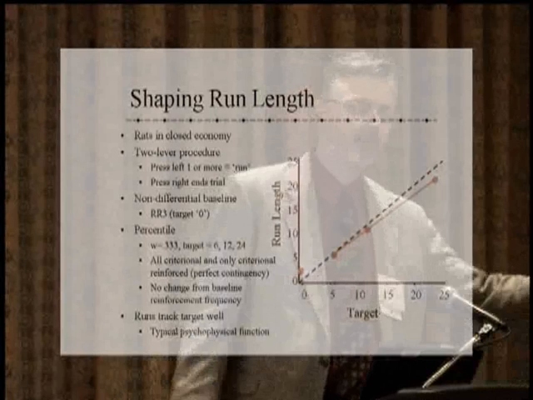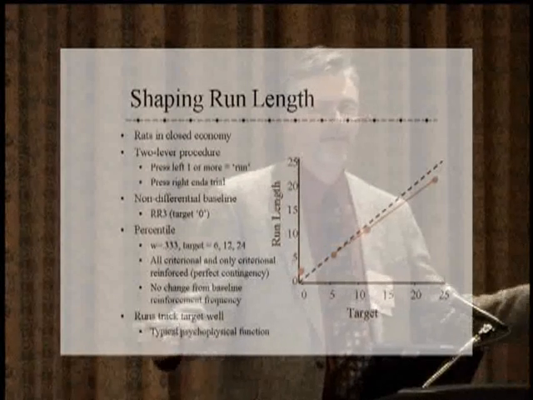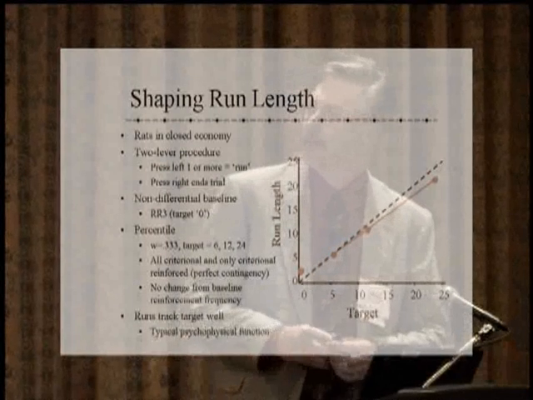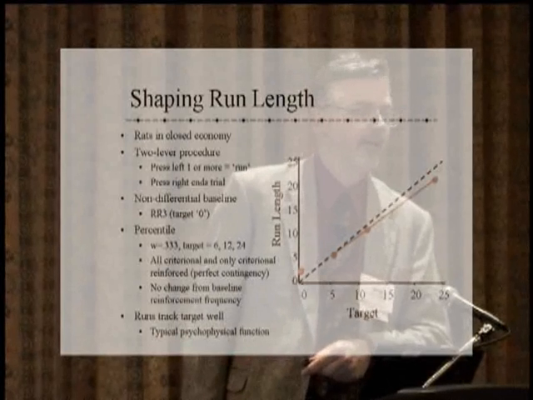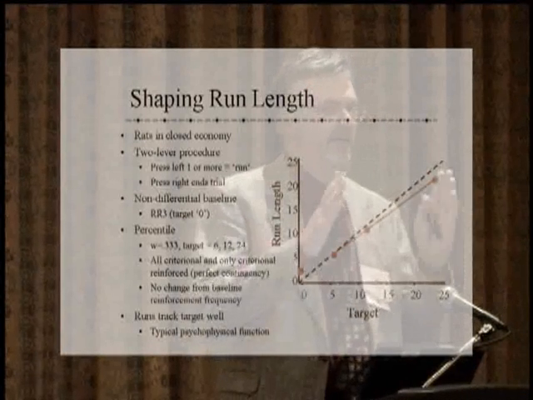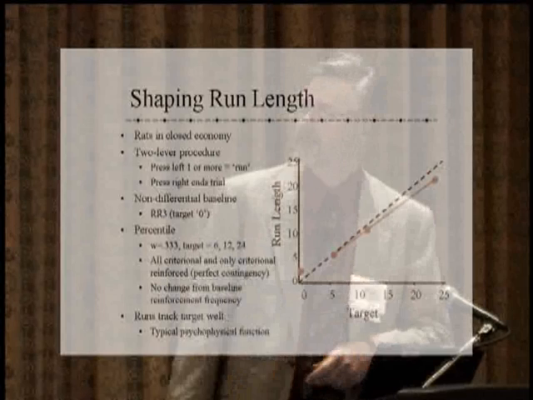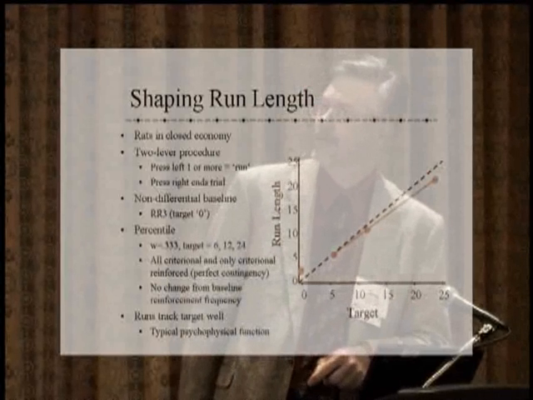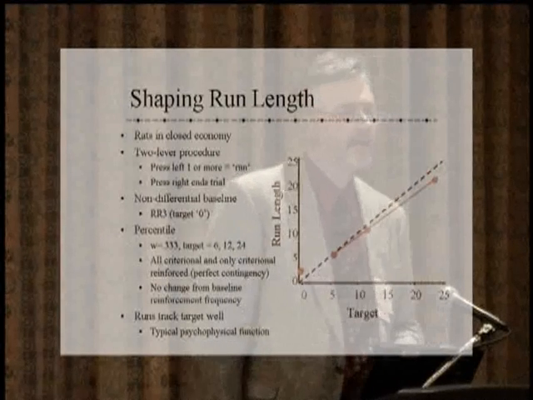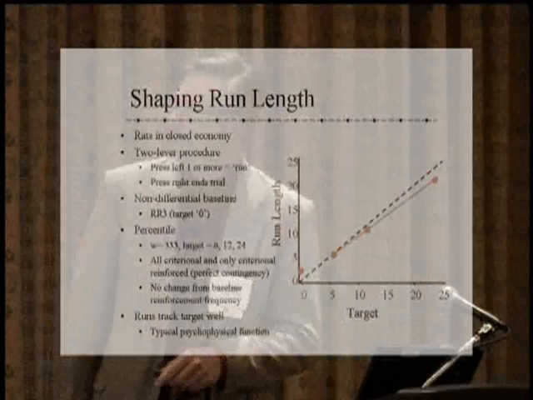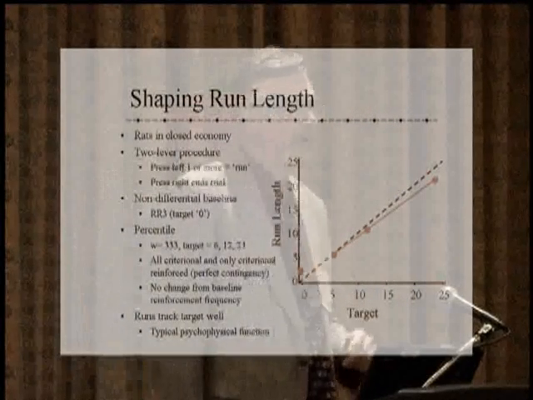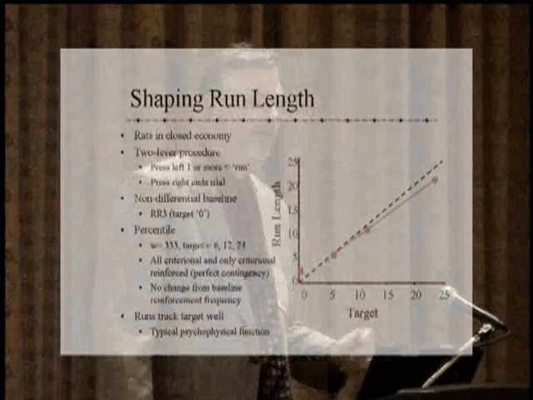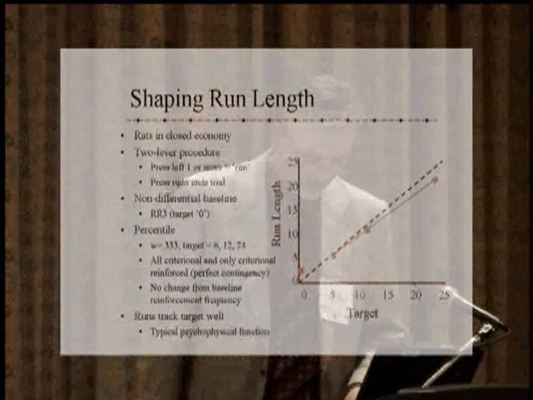Under baseline, they have to press the left lever at least once, and they get through with a probability of 0.33. Under the percentile, W was 0.33. So the responses closest to the target were considered criterion and reinforced. The target was set under different phases, 6, 12, and 24. And you can see that the attained run lengths track the target very well. It's a very nice function.